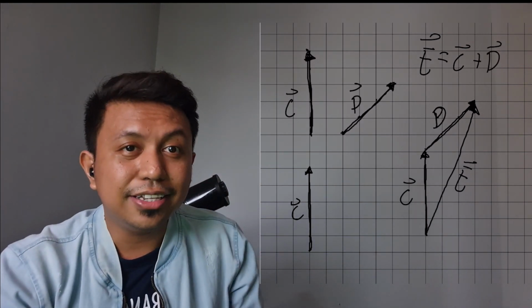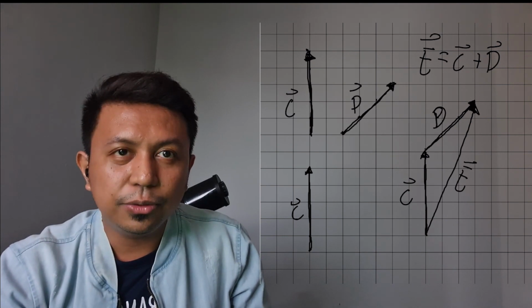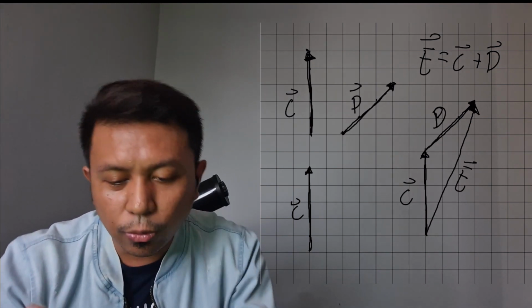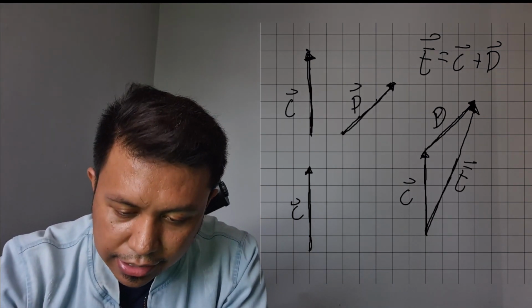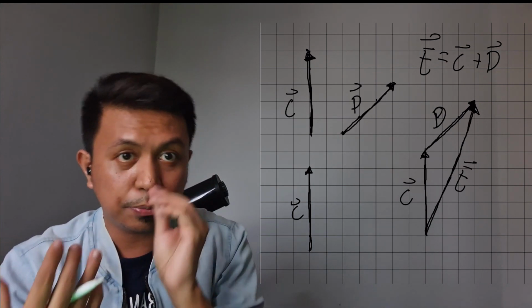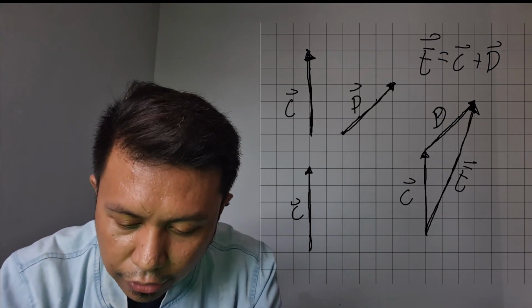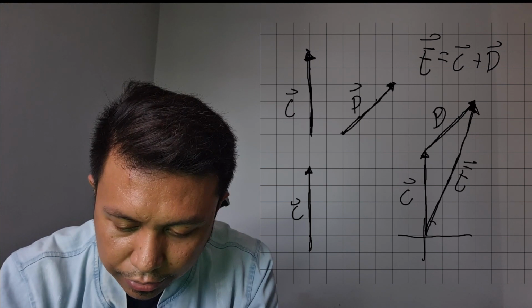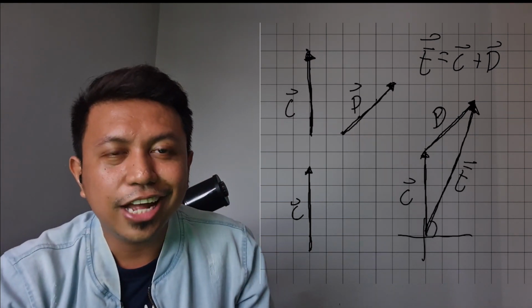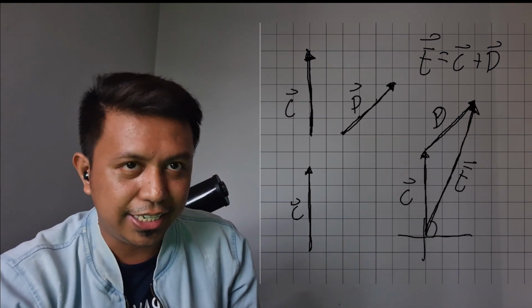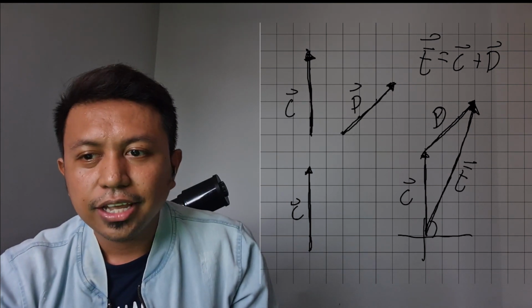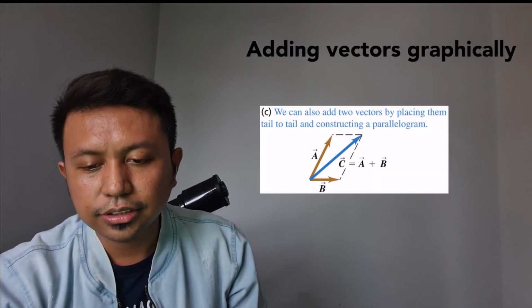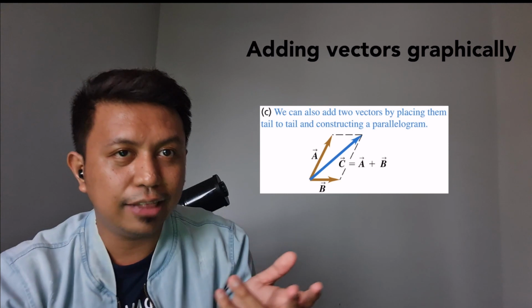Now, how do you get these quantities? Well, you just have to use your ruler to get how long vector E is, and then you can use your protractor to find the angle of vector E. So that's how you add vectors graphically. That's the head to tail method.